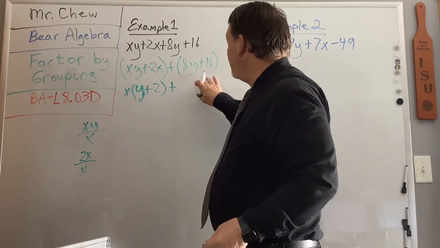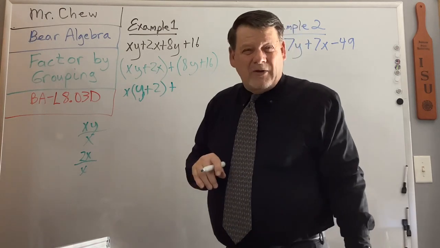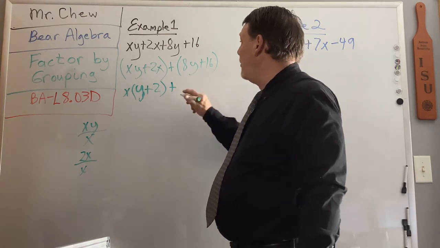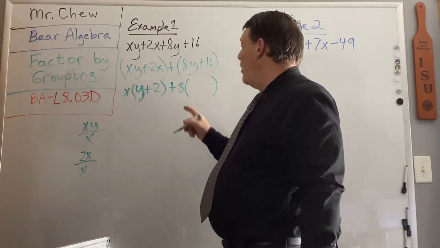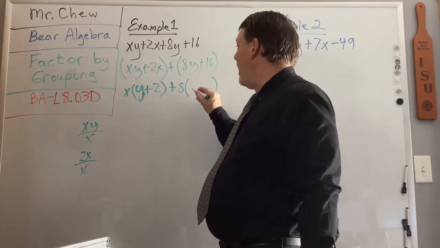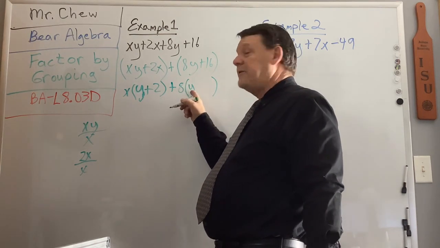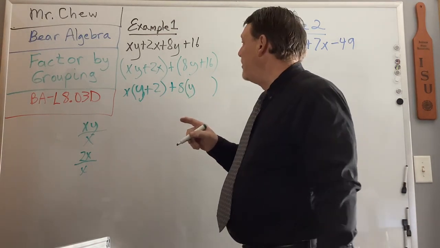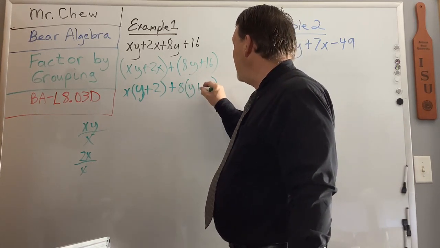Now I'm going to do the same thing to this one. It may not be as obvious to you, but I can divide them both by 8. What do you multiply 8 by to get 8y? y. Because remember, I've got to have this same thing in parentheses here in order to factor by grouping. And then what do you multiply by 8 to get 16?